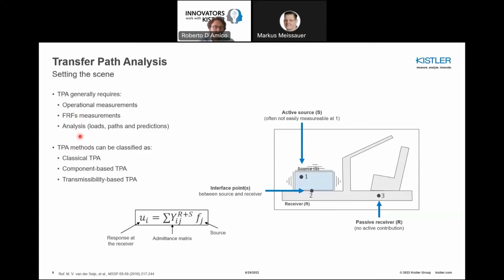Over the last decades, I would say there have been very many declensions of TPA developed. I find this classification pretty nice, and this is taken from the paper whose reference you find at the bottom of the slide. It is divided into classical TPA, component-based TPA, and transmissibility-based TPA, which we are going to review in a minute. Each of these methods includes a variety of choices when it comes to the measurement and the assessment of certain quantities. And in this paper that I indicated to you, you will find a nice review of most of these.